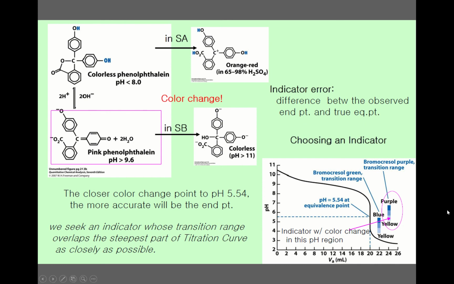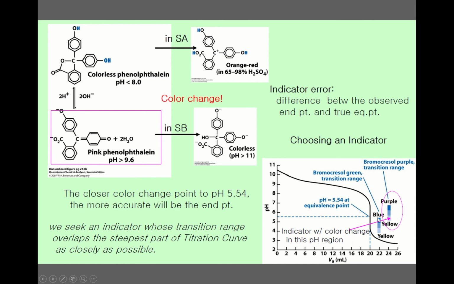And in this case, look at this figure. Here, around here, this is the equivalence point. Which indicator should we use? Okay, let's consider two indicators. The first one is bromocresol green, and the other one is bromocresol purple.